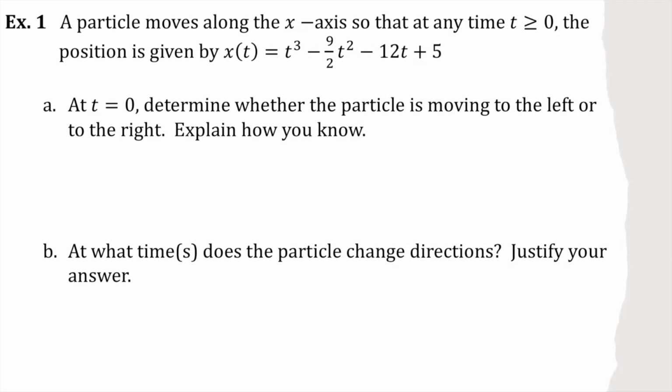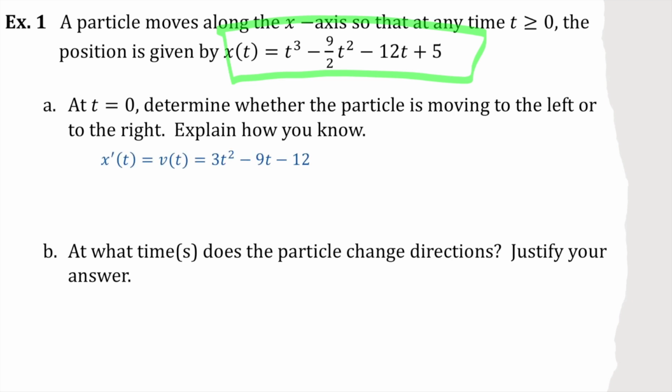Number one, a particle moves along the x-axis so that at any time t greater than or equal to 0, the position is given by t cubed minus 9/2 t squared minus 12t plus 5. A, at t equals 0, determine whether the particle is moving to the left or to the right and explain how you know. Well, that information is all going to live in the derivative.